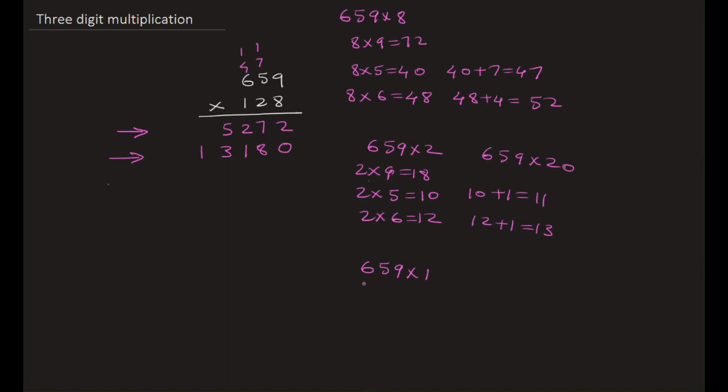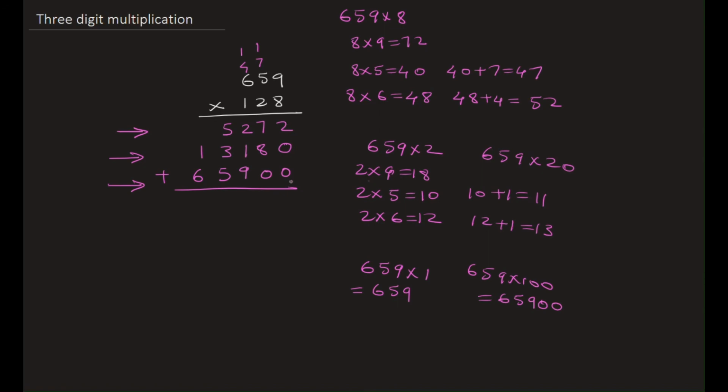The third partial product is 659 times 1, but actually I am doing 659 times 100, as 1 is in the hundreds place. So actually 659 times 1 equals 659, but this equals 65,900. So here in the third partial product, I write two zeros as placeholders, and then I write down this product. 9 comes in the hundreds, 5 comes in the thousands, and 6 comes in the 10,000s. Then I add the three partial products.